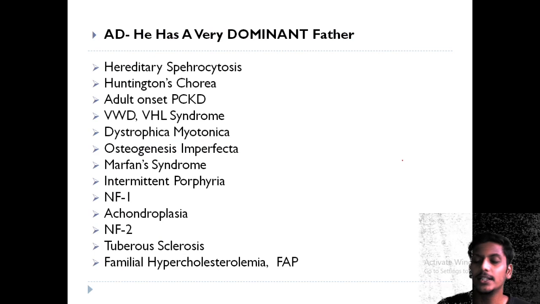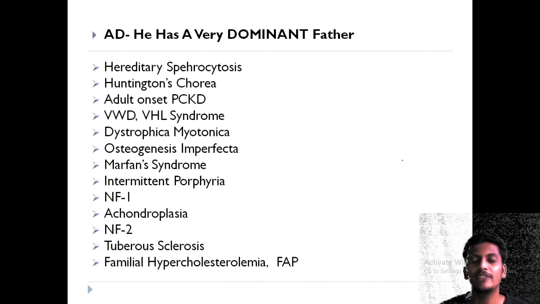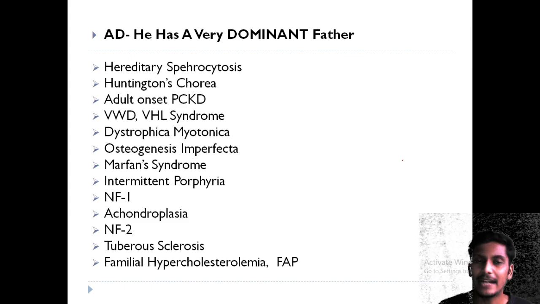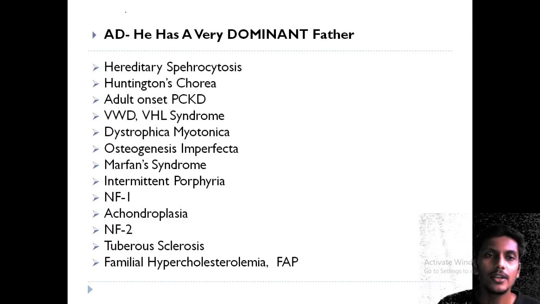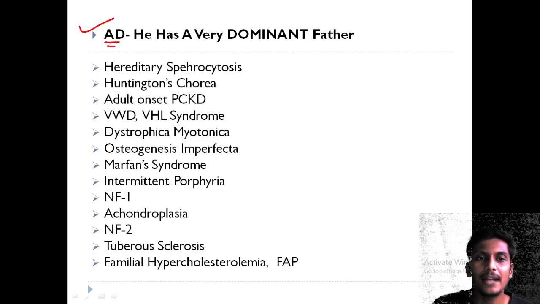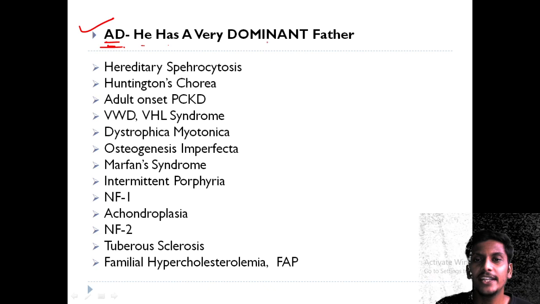Now moving further, these are some important examples. Usually examples ही पूछे जाते हैं exam में, and there we have some mnemonics for these patterns of inheritance, which diseases follow which pattern of inheritance. So starting with our autosomal dominant pattern of inheritance, which has a mnemonic: he has a very dominant father.